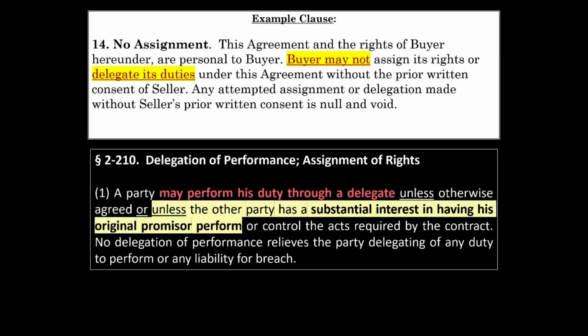Even where a contract does include an express term validly barring the delegation of duties, such a delegation is prohibited by subsection 2 where the other party has a substantial interest in having its original promisor perform. So even if the party's contract does not include an express term validly prohibiting the delegation of duties, Article 2 implies such a term if the non-delegating party, that is the other party to the original contract, has a substantial interest in having the original promisor, that is the delegator, perform. There must be something about this specific delegator. The delegator has a particular skill, character, reputation, or training that makes it important that the delegator perform and not some substitute delegatee.